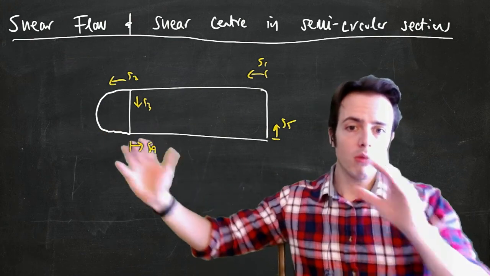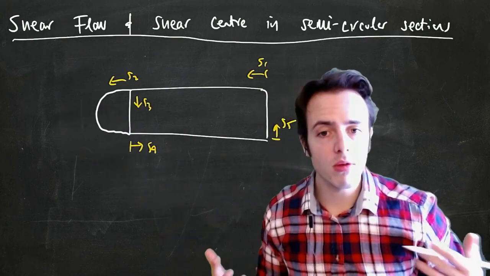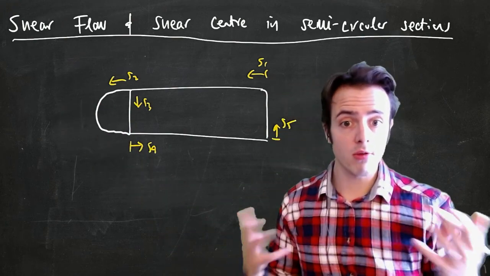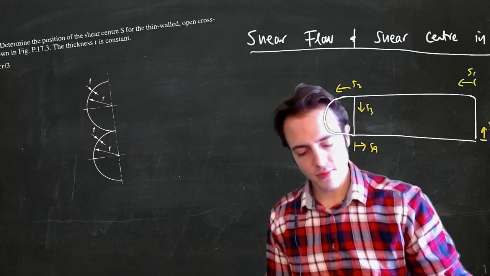So I'm not going to go through an example that looks just like this. I'm going to go through an example from Megson where he goes through these semicircular sections.